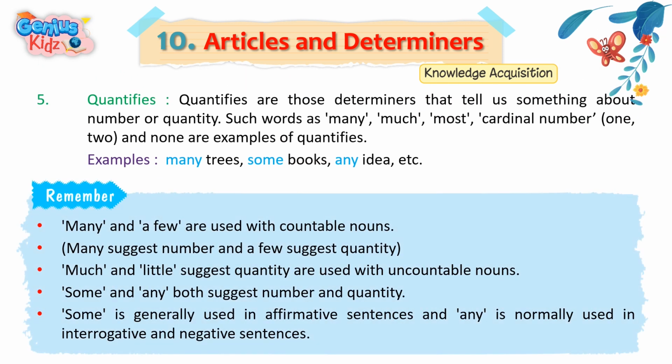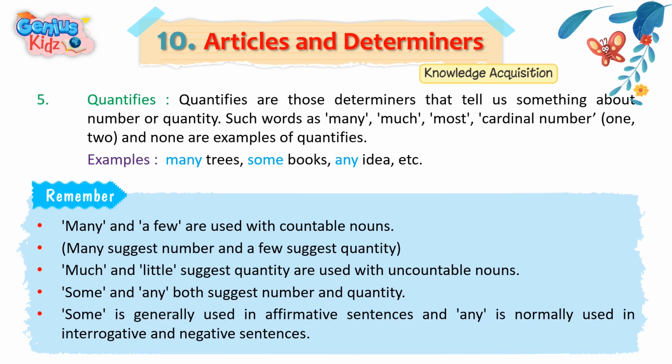5. Quantifiers. Quantifiers are those determiners that tell us something about number or quantity. Such words as many, much, most, cardinal numbers 1, 2, and none are examples of quantifiers. Examples: many trees, some books, any idea, etc.